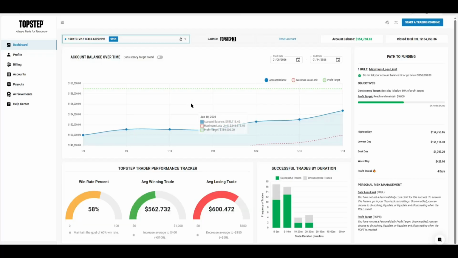My 150K account is growing nicely, about halfway to the target. So we're looking at $154,760 right now in the account, and I have to get to $159,000. So let's see if we can do that tonight. Gold is looking like it wants to set up. Hopefully it'll set up soon, and we'll get into tonight's trades.